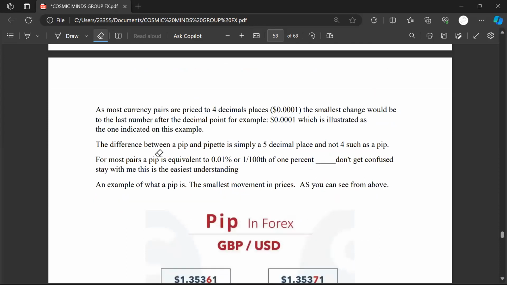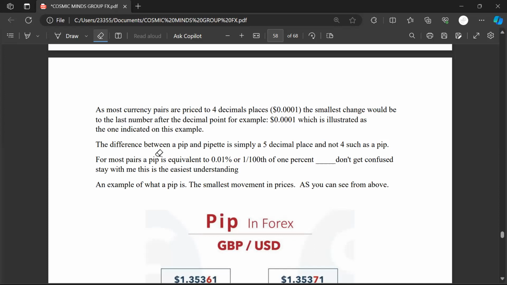As most currency pairs are priced to 4 decimal places, that is what is here. The smallest change would be to the last number after the decimal point. For example, 0.0001, which is illustrated as the one indicated in this example. The difference between a pip and a pipette is simply 5 decimal places and not 4, right? If you are a pipette, you have 5 decimal places. If you are a pip, 4 decimal places.